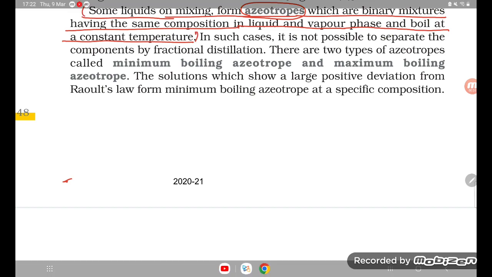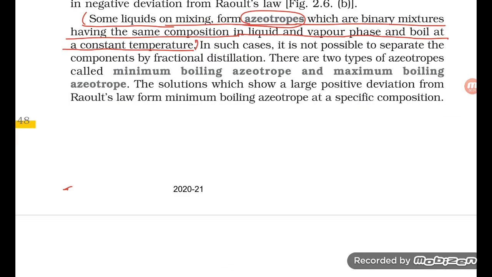A binary solution in which the components boil at a constant temperature is called an azeotrope. They have the same composition in the vapor and liquid phase, student. In such cases, it is not possible to separate the components by fractional distillation.